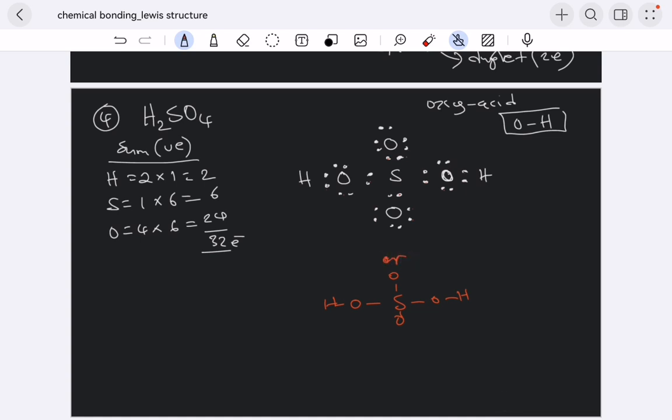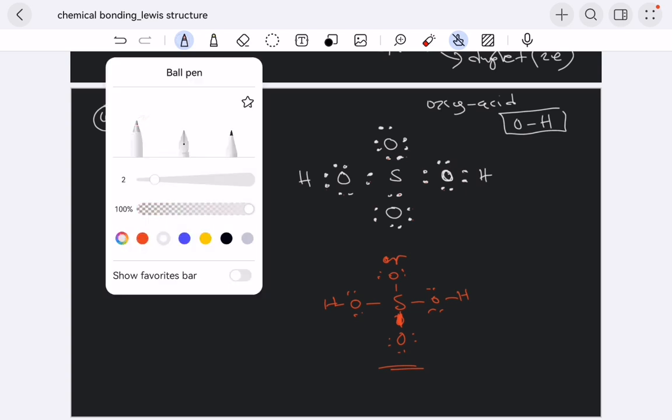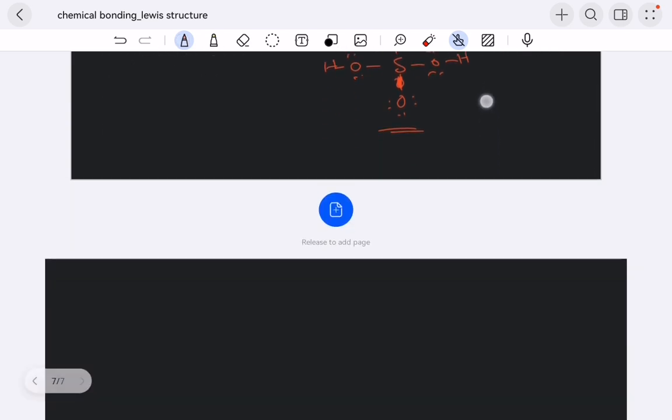O, there's this, then okay, then those can satisfy the octet. So that is sulfuric acid. Let's look at another example.